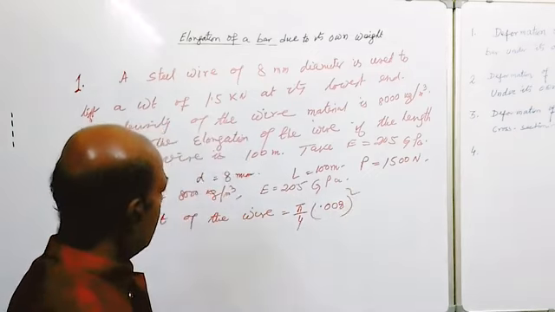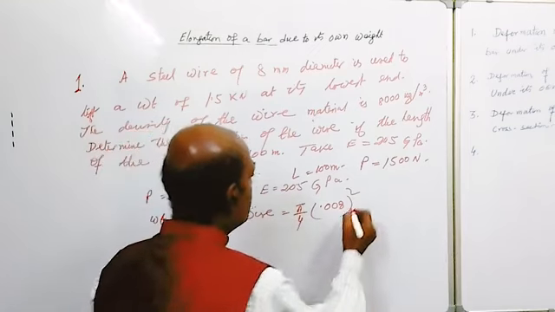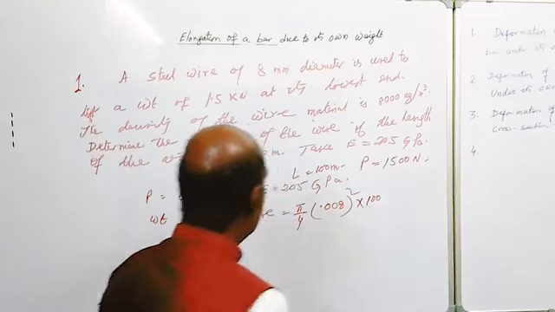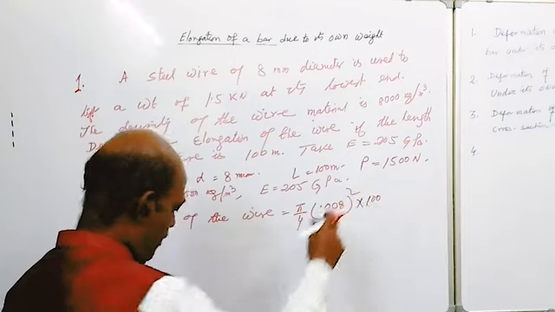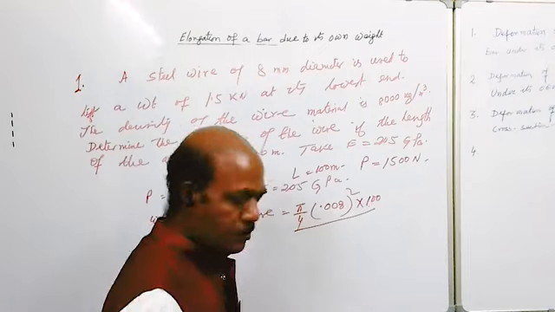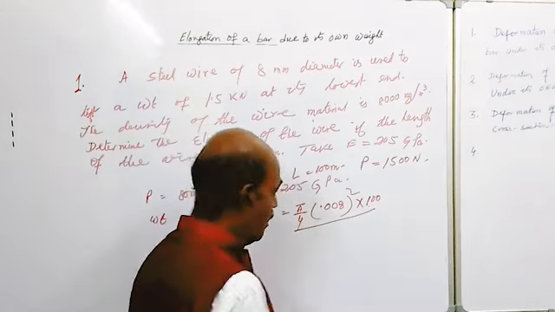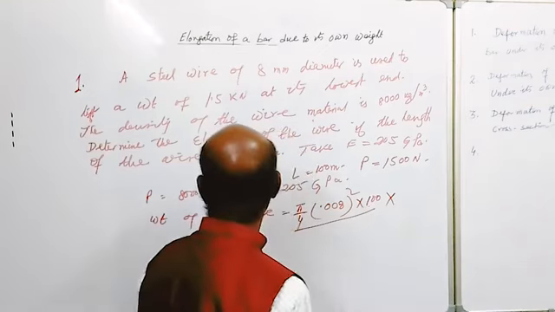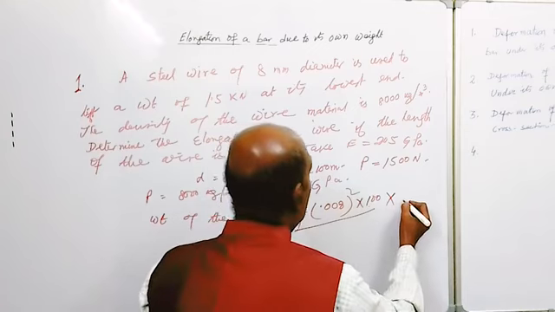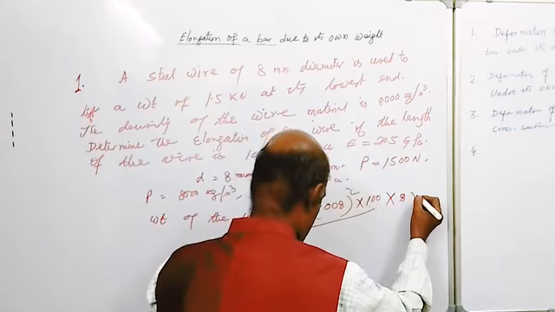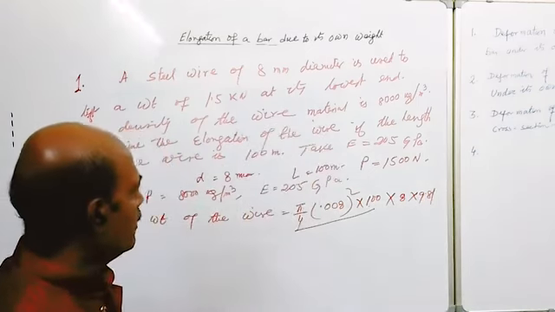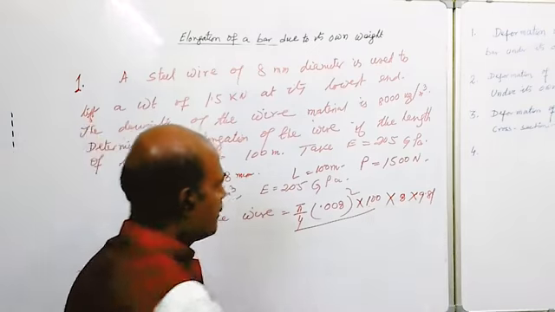What is it? This is the cross sectional area into length. Length is given as 100 meter. So pi by 4 d square into L, so this becomes the volume. So volume into the weight density, which is given as 8000 kg per meter cube. So 8 into 9.81, so that becomes the specific weight. So we have to multiply g.